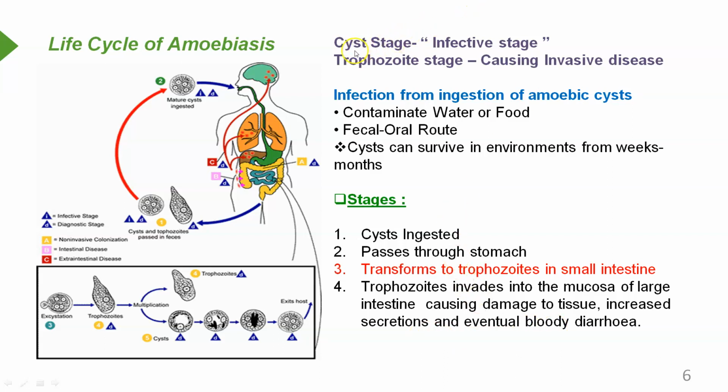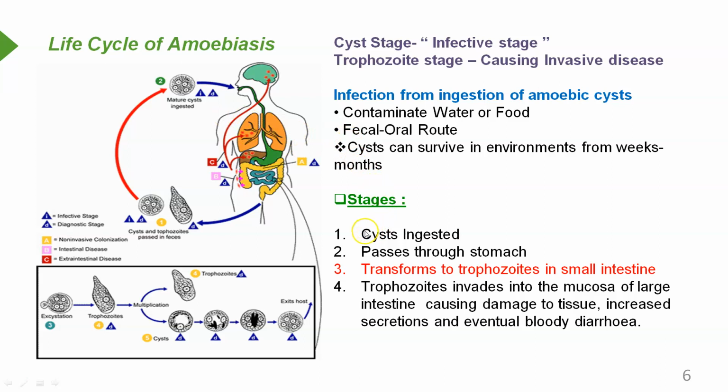So what happens? We have seen there are two stages, the infective stage and the trophozoite stage, which causes invasive type of disease. The infection is from the ingestion of the mature cyst, which will be present in contaminated food or water or through fecal oral route. These mature cysts contain Entamoeba histolytica. They can survive in environments from weeks to months. That is one of the interesting facts about this Entamoeba histolytica cyst.